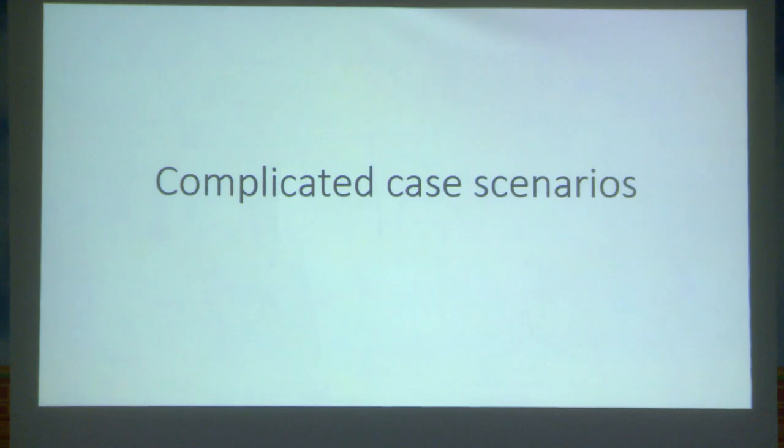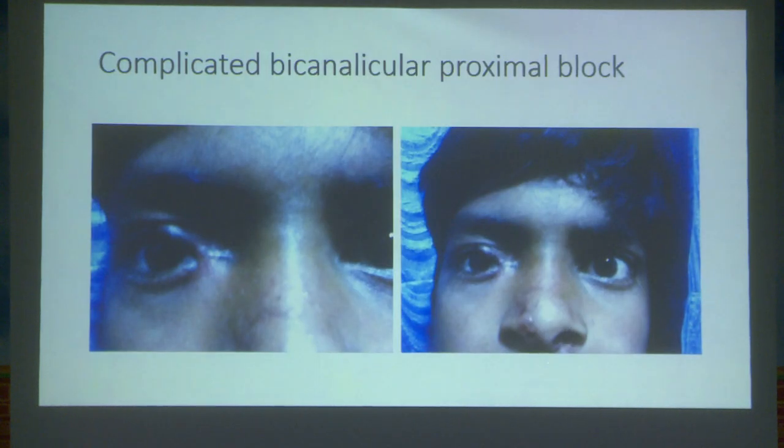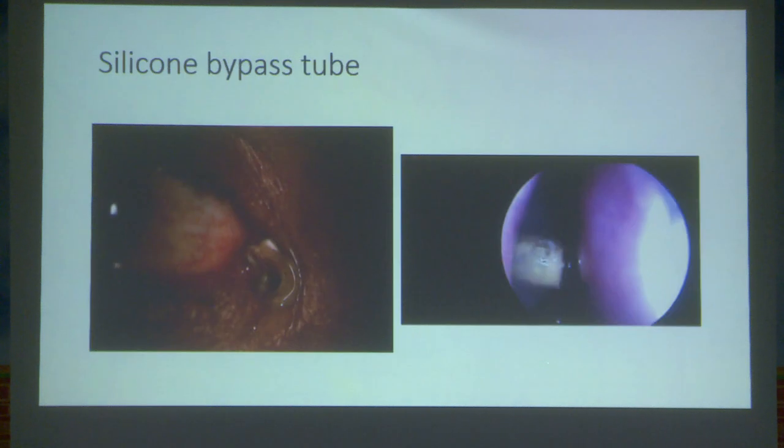Let's see some complicated case scenarios. Now this was a dog bite patient with a severely scarred medial canthus. There was no question of being able to establish any patency in the existing lacrimal system. The only option left to us was a bypass tube. We chose a silicone bypass tube, which was cheaper. And although it was functioning very well, it was patent on every follow-up.